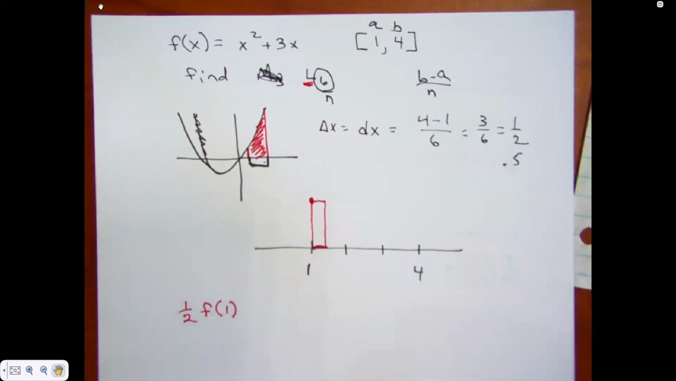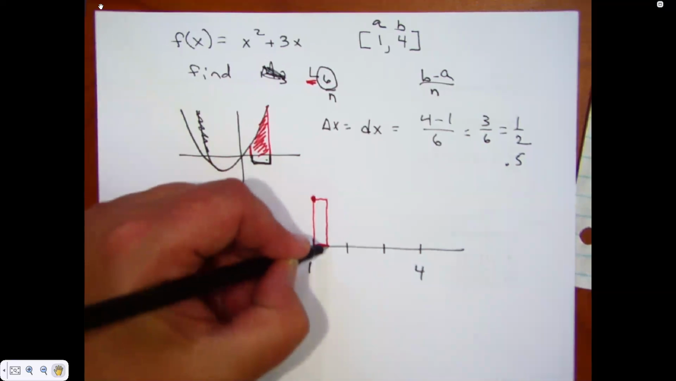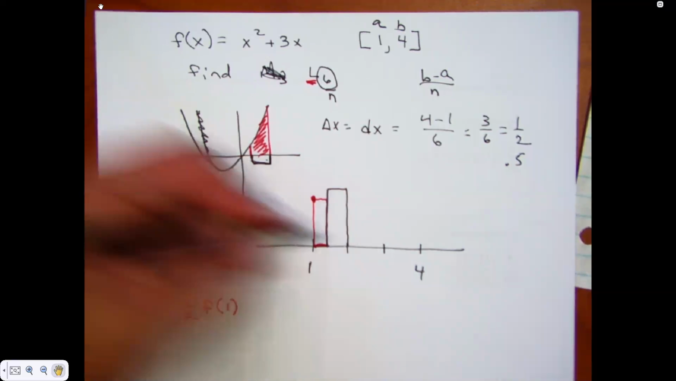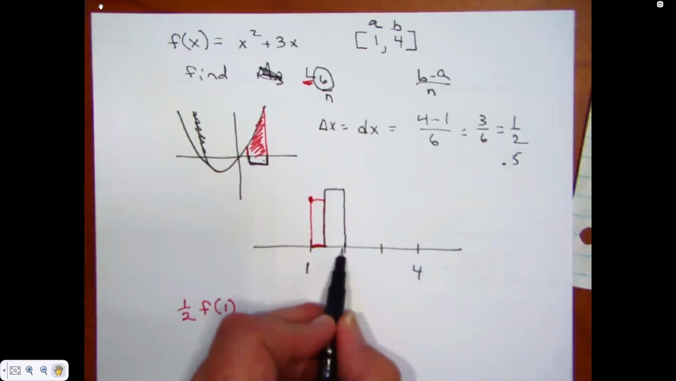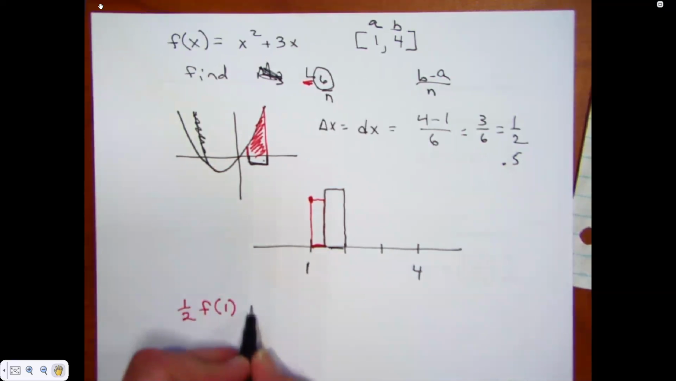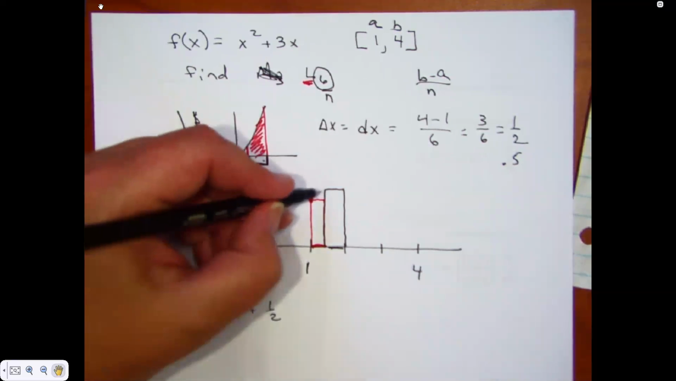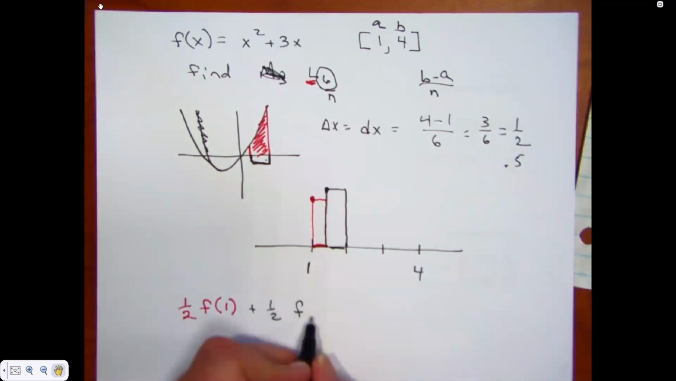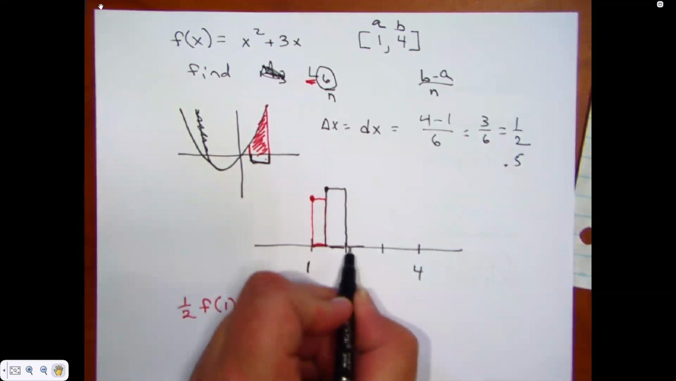Now I'll do it in a different color. My next rectangle goes here, wherever it may be. I don't really know, especially if I don't see the graph. But my width is 1/2, and if I want it on the left side, it's going to be f of, what did you say? Yes, good. F of 1.5 or 3/2. Beautiful. Either one, both are okay. 3/2 or 1.5. Good. And remember, we're only going a width of 1/2.